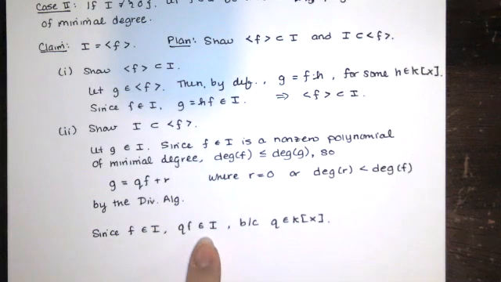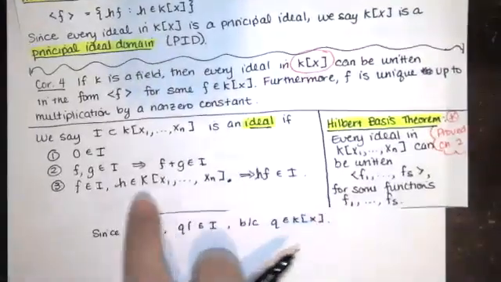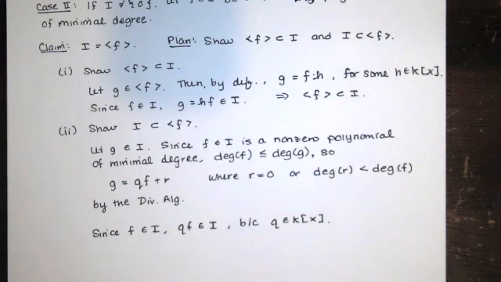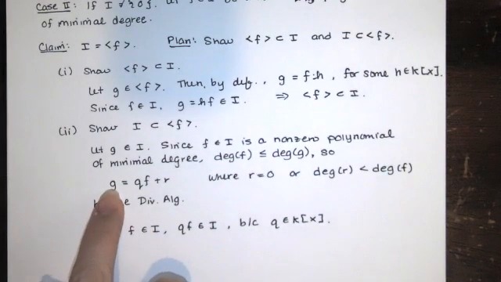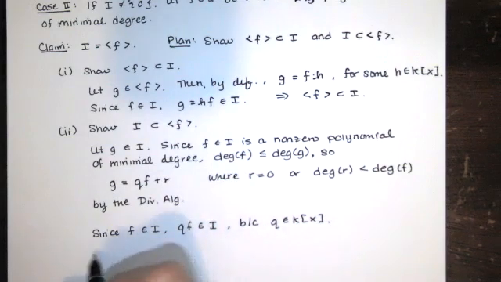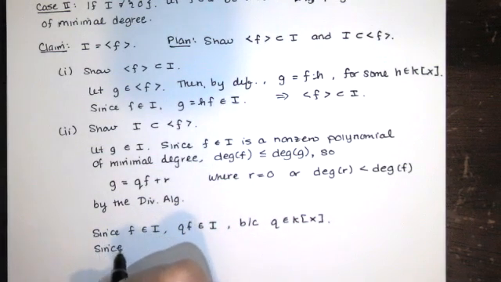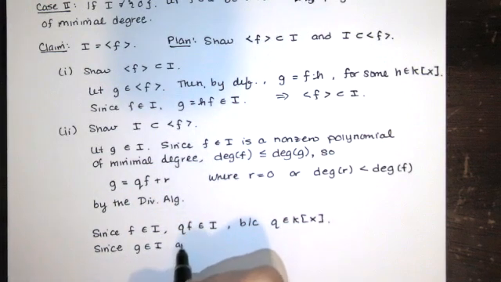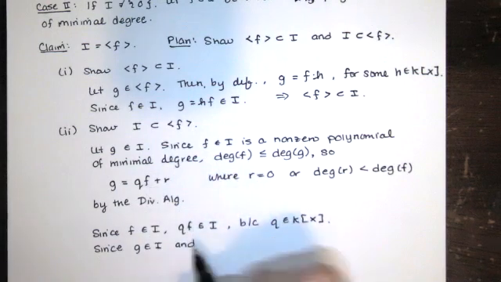That's because we're dealing with an ideal I, and q is some polynomial in the ring. That's just, again, a consequence of the fact that our ideal satisfies all three of these characteristics. Well, we know that that's true. And we also know that g is in I. So putting those two pieces together, we know that g is in I, and we know that q times f is in I.